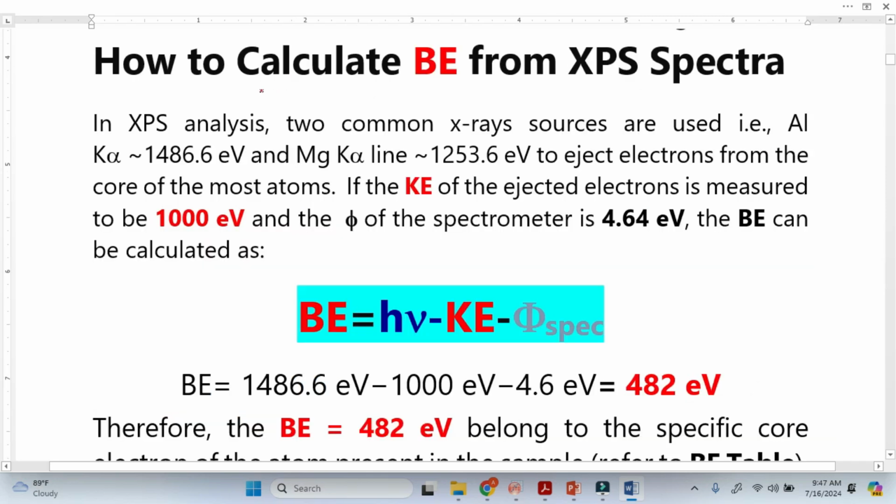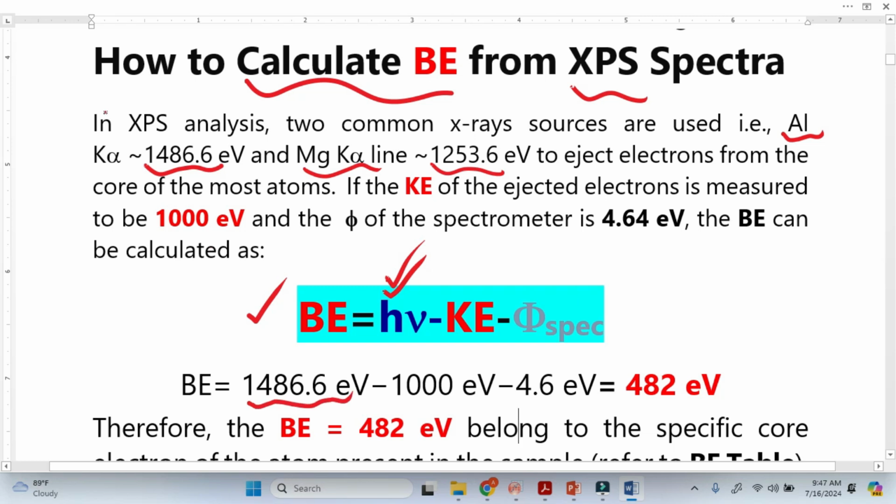Let me explain with a real-life example how binding energy can be calculated from XPS spectra. This is the famous equation in XPS. This is the X-ray energy, and we know that we use two types of sources here: aluminum K alpha, which is a known energy, and magnesium K alpha, which is also a known energy. So let's suppose in this case we use the aluminum source energy, right?